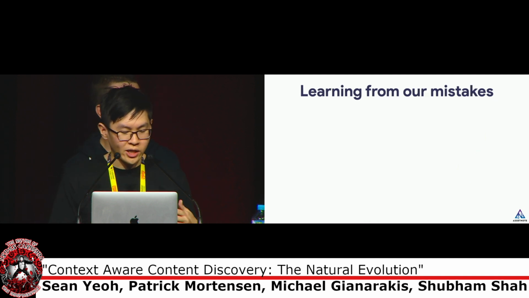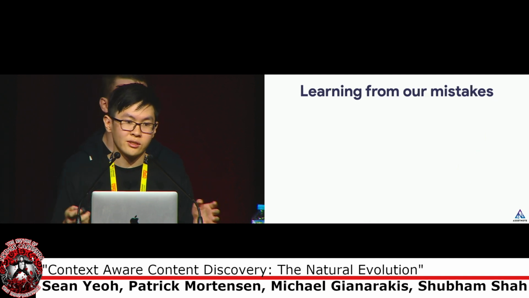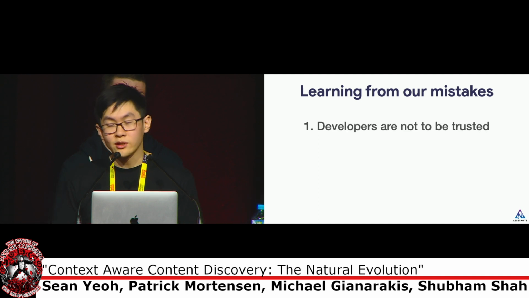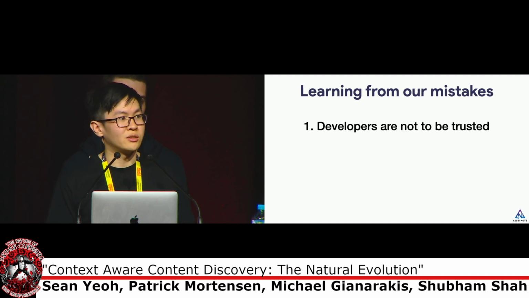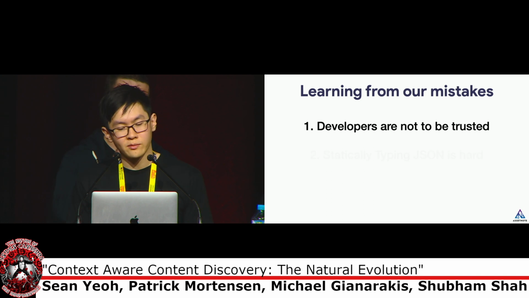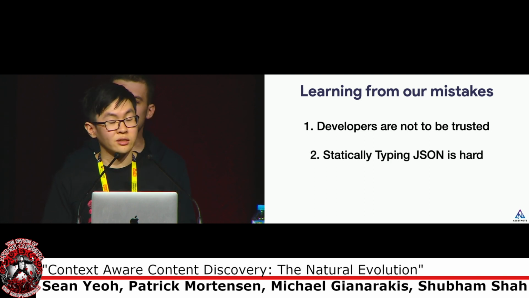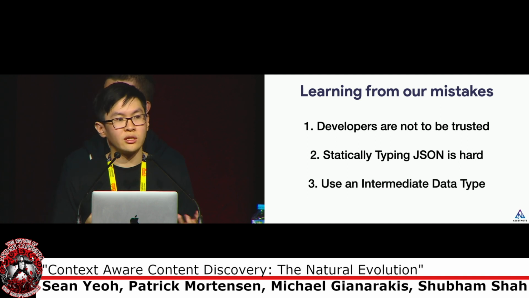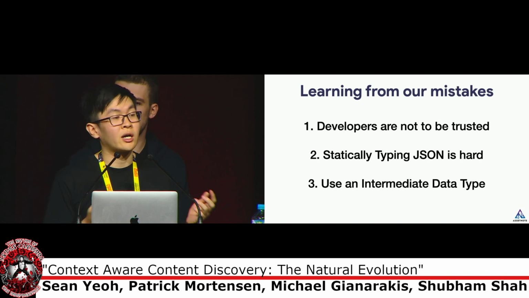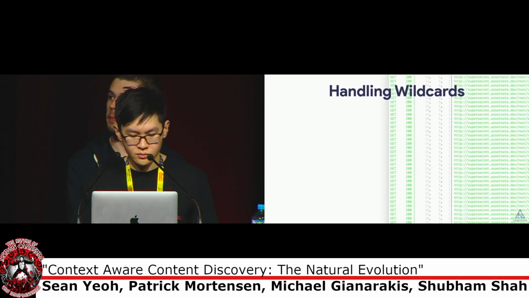So just a few takeaways from learning to parse all of this into a strictly typed format. First of all, you can't really trust developers with anything because they're not going to do the right thing. The second thing is that statically typing JSON is incredibly difficult. And the way we got around that was using an intermediate data type for how we store our format, which effectively becomes the Kite format that you will be using.